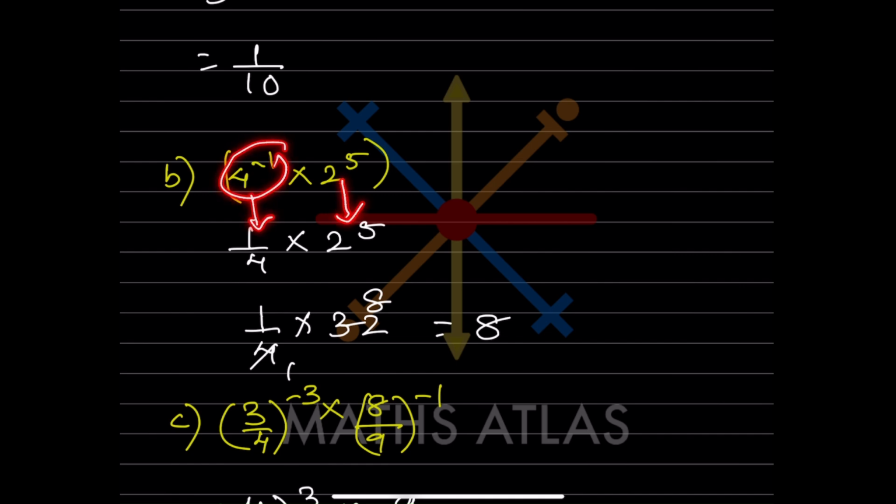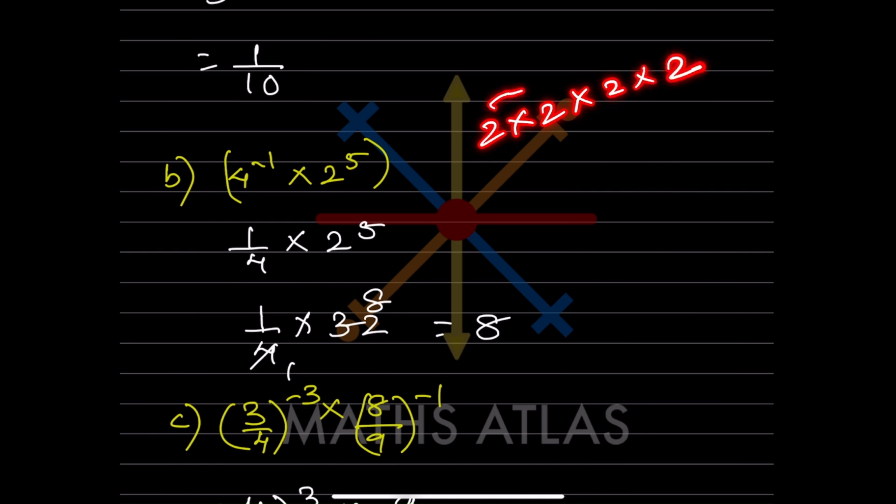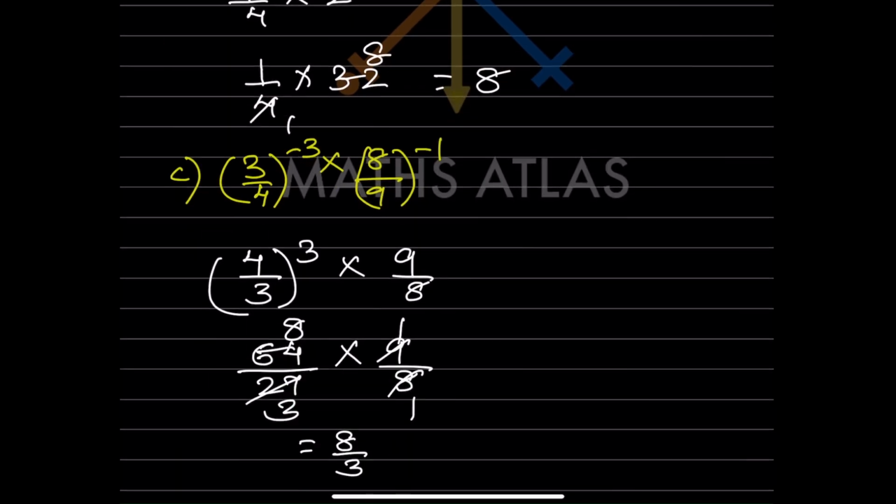Again here this is negative, so you will write here 1 by 4. This will be the same. So now 1 by 4 keep as it is, and 2 raised to 5. 2 raised to 5 means you are going to multiply 2 five times. So that is going to be 2 twos are 4, 4 twos are 8, 8 twos are 16, and 16 twos are 32. So now 4 ones are 4, and 4 eights are 32. So the answer is 8.